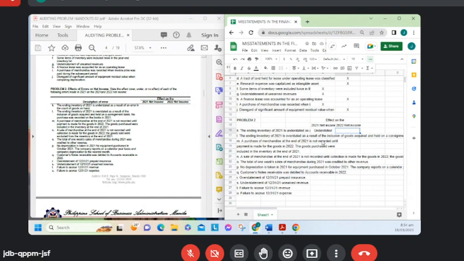So come 2022, ending inventory is understated, meaning kulang, no, at the end of 2021. So come 2022, the beginning balance is also understated. So if the beginning balance is understated, that will result to an understatement in cost of sales. So if the cost of sales is understated, it means there's an overstated net income in 2022.